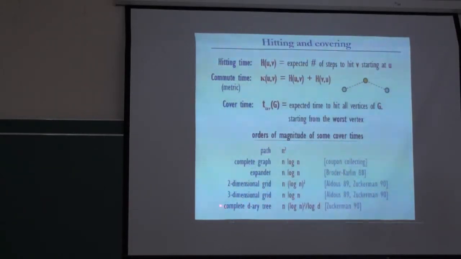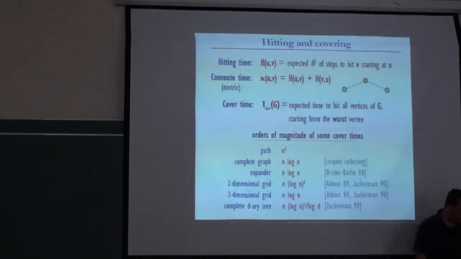n. However, if you take a regular tree and just truncate it after finitely many levels, so you have n points, then it behaves like a two-dimensional grid. So this actually is an important connection we'll come back to.